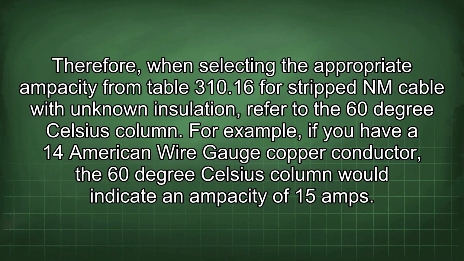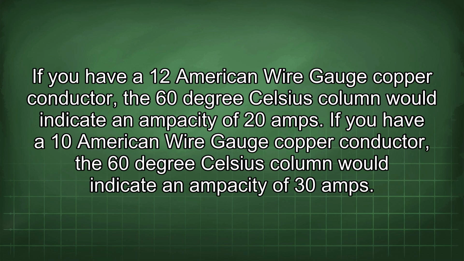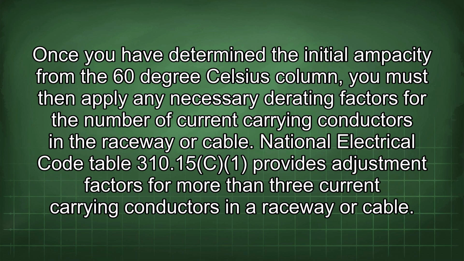For example, if you have a 14 American wire gauge copper conductor, the 60°C column would indicate an ampacity of 15 amps. If you have a 12 American wire gauge copper conductor, the 60°C column would indicate an ampacity of 20 amps. If you have a 10 American wire gauge copper conductor, the 60°C column would indicate an ampacity of 30 amps. Once you have determined the initial ampacity from the 60°C column, you must then apply any necessary derating factors for the number of current-carrying conductors in the raceway or cable.